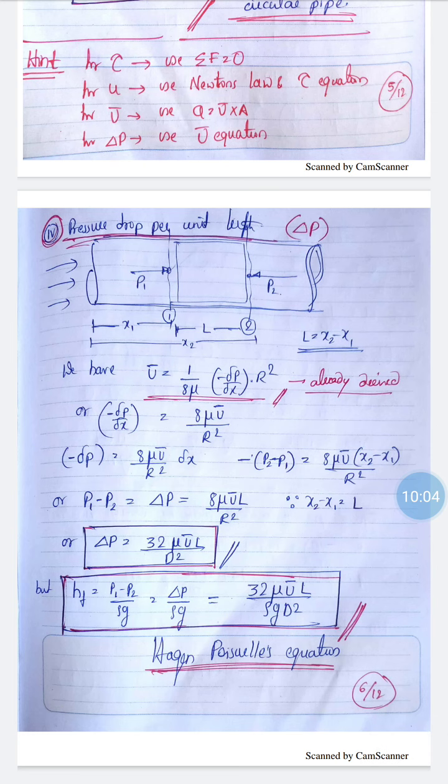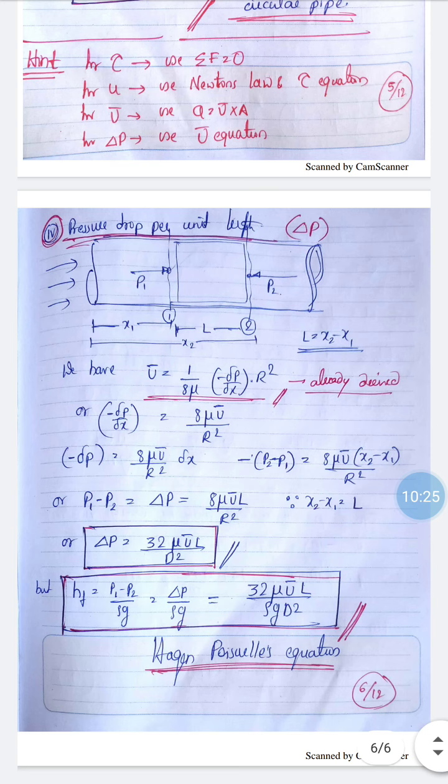But we already know that the head loss per unit length hf is (P1 minus P2) by rho g. We are using it from unit 1. So if I take that equation and substitute here, or if I divide delta P by rho g, it becomes 32 mu u bar L by rho g d square. This derivation is also known as Hagen-Poiseuille's equation.